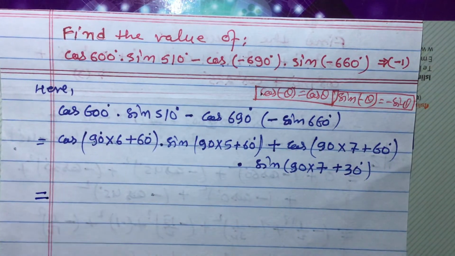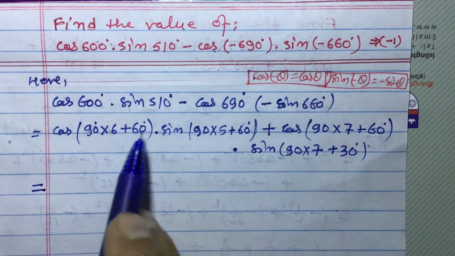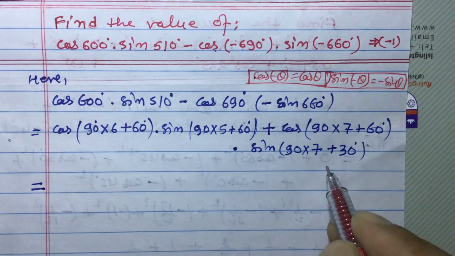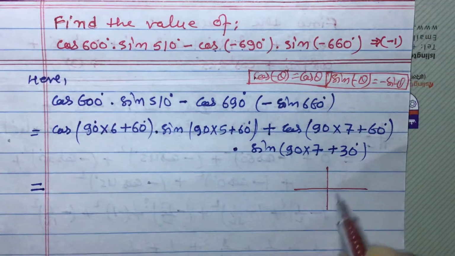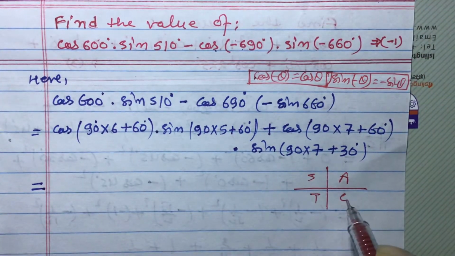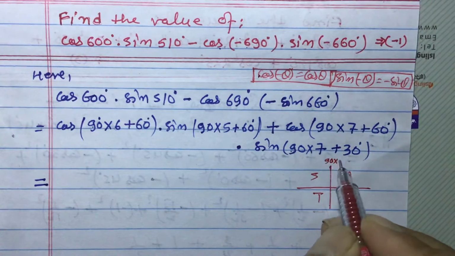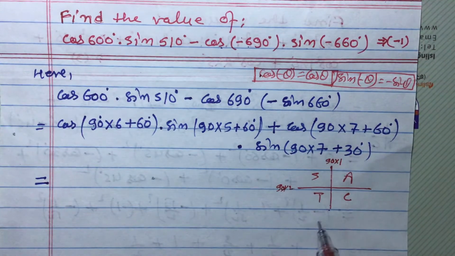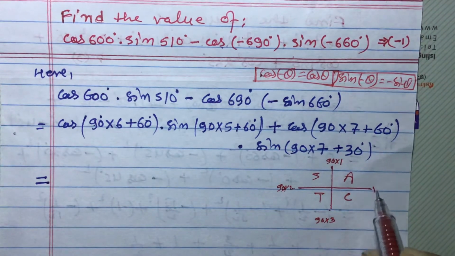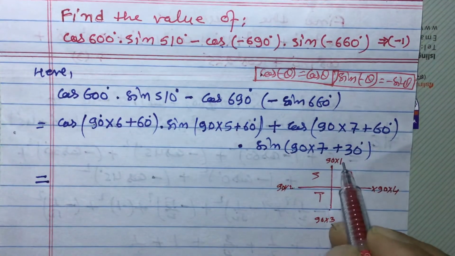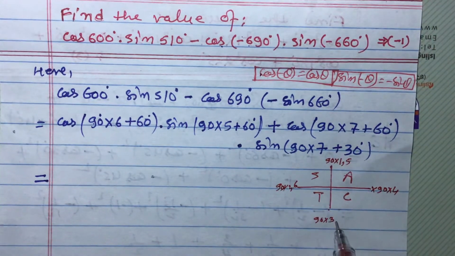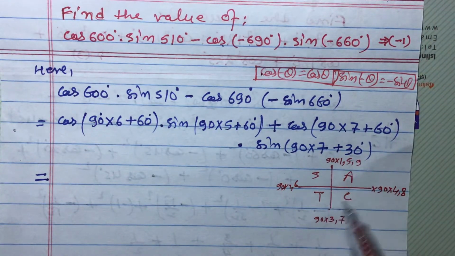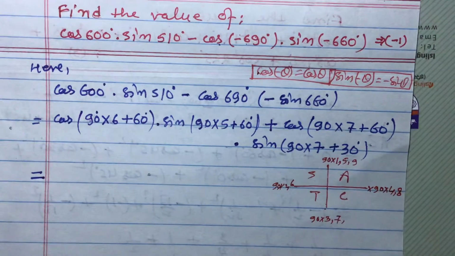Now this can be written as 90 times 6 plus 60. Now how to do it? I will show you, in this way we can find out. Look at here properly. This is after school to college. Now here 90 times 1 will be here. So here 180, that means 90 times 2. Similarly, this 270 is 90 times 3, and this is 90 times 4. Similarly, 90 times 5 here, 90 times 6 here, 90 times 7 here, 90 times 8 here, 90 times 9 here, and so on. Like this we will keep on rotating in the anti-clockwise direction.